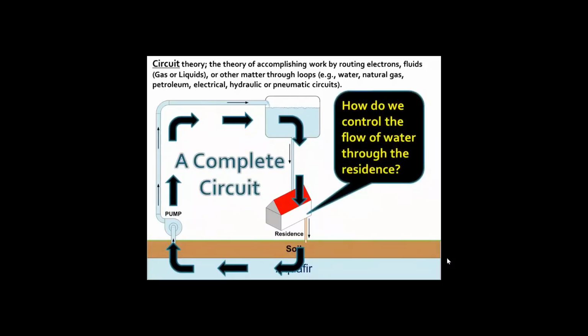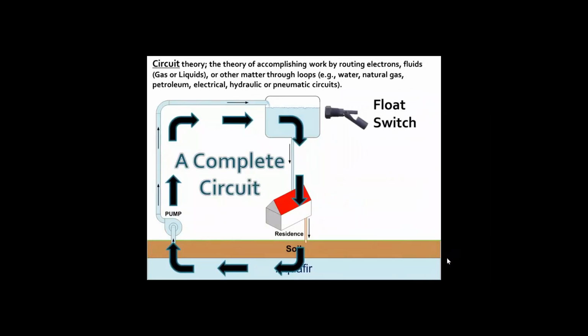So how do we control the flow of water through the residence? Well, we start with a float switch in the tank. Down in the Dominican Republic, the float switch that I put in my tank is actually just a bulb on the end of a conductor that floats freely on the surface of the water, and it works on attitude and gravity.